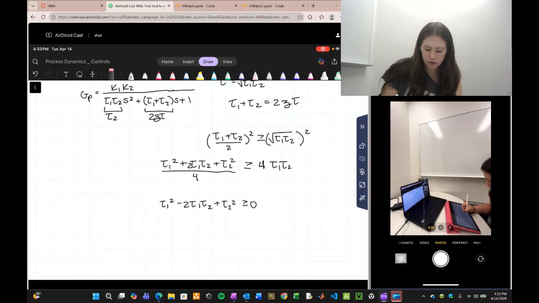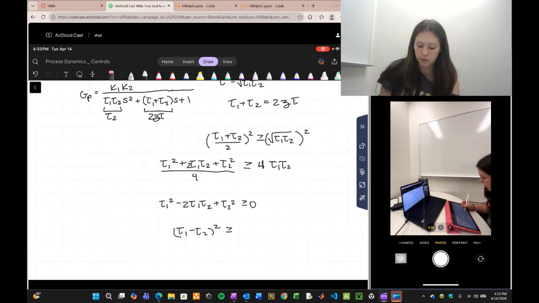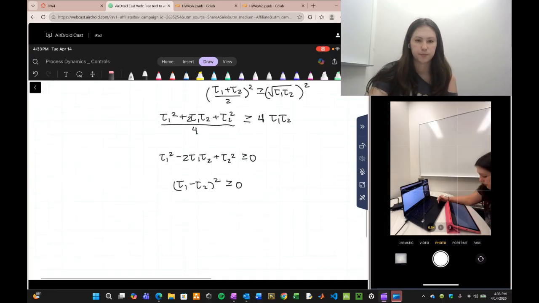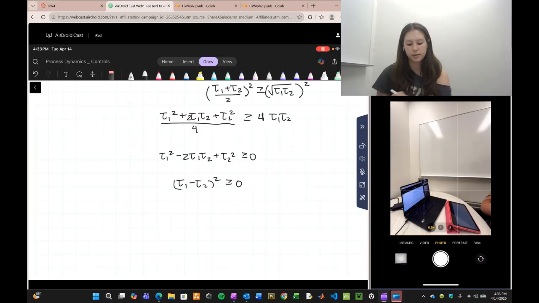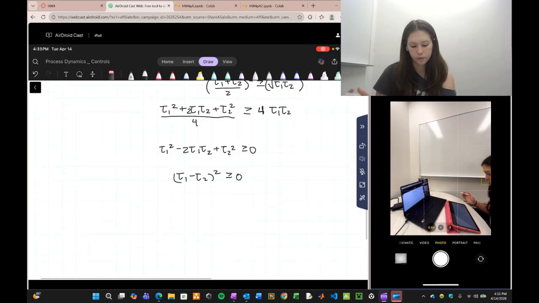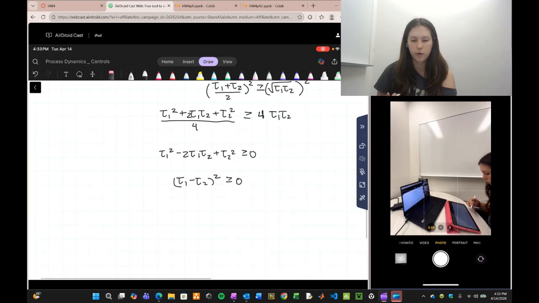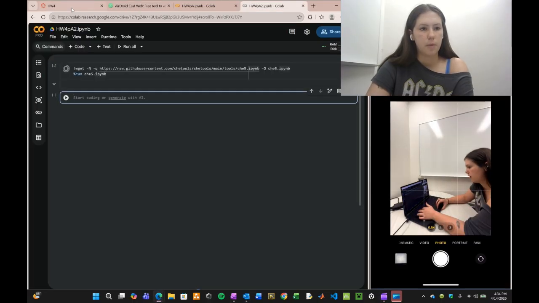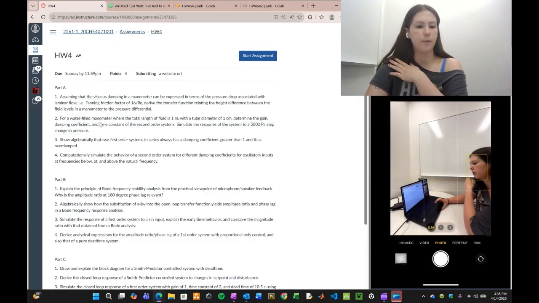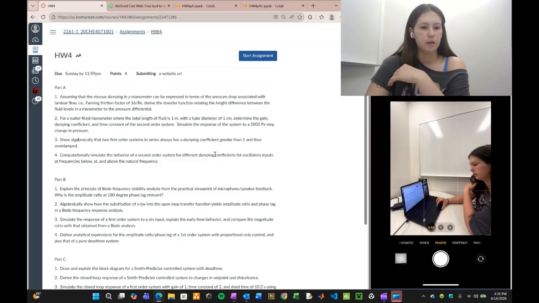So our tau 1 minus tau 2 squared must be greater than or equal to 0. Therefore, first order systems in series are always overdamped. So now we can go ahead and simulate this in Colab. So we will be doing part 4 now. We will simulate the behavior of a second order system using different damping coefficients.